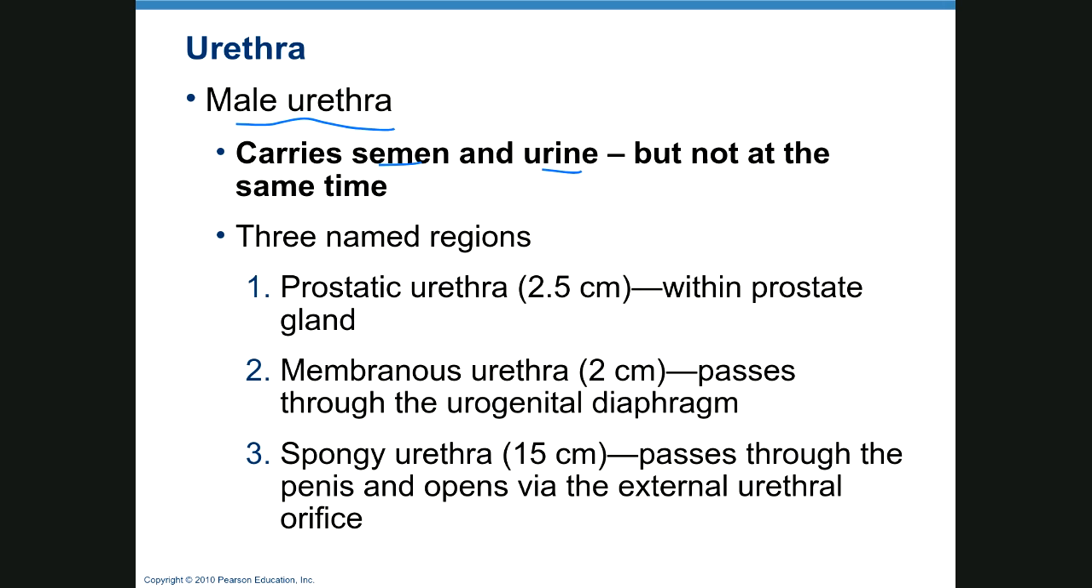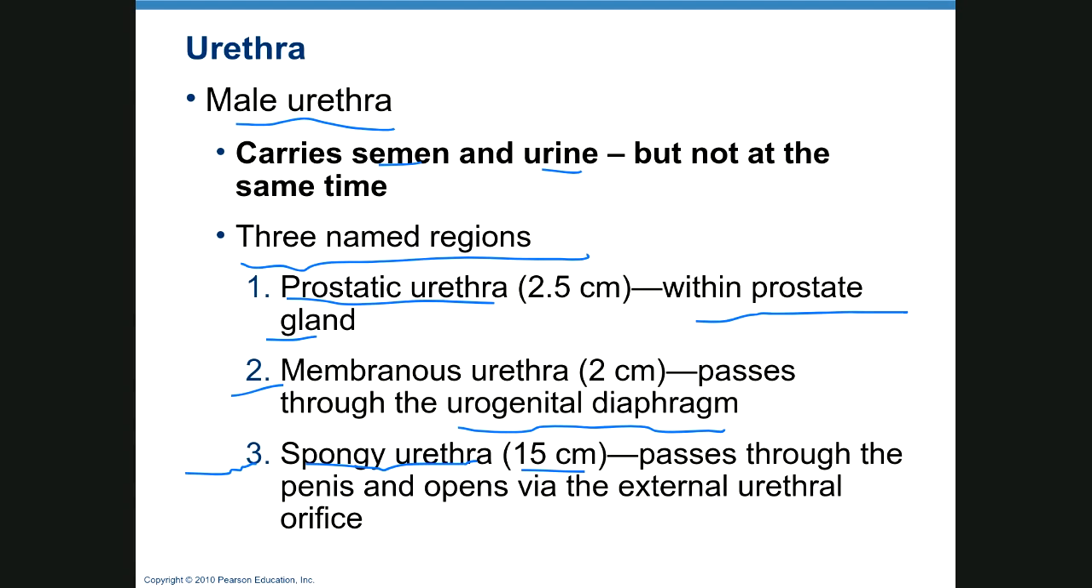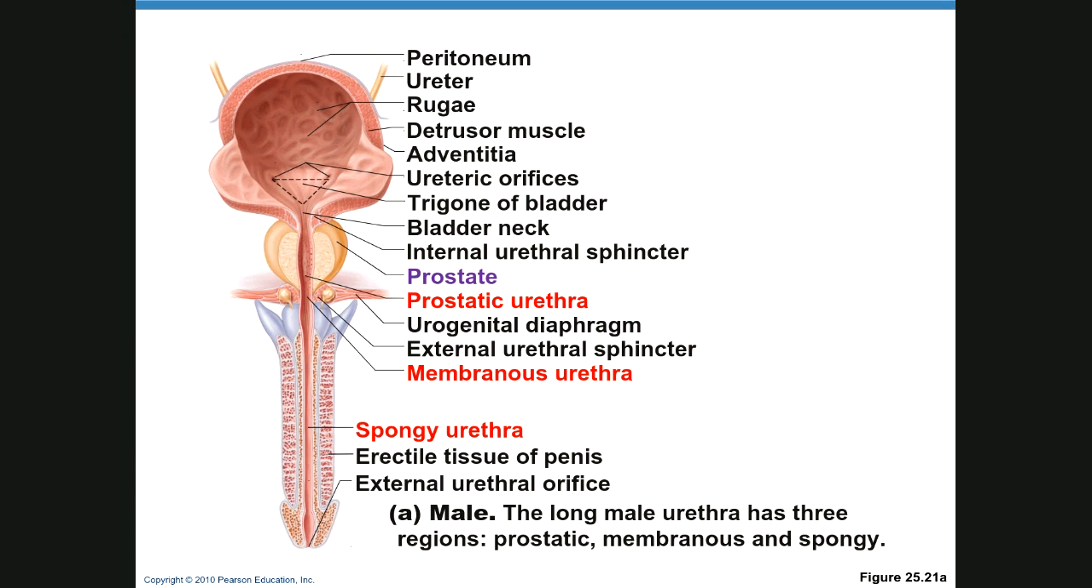3 named regions. The prostatic urethra is within the prostate gland. The membranous urethra passes through the urogenital diaphragm, and then the spongy urethra is in the penis. You see it says 15 centimeters, and it obviously changes sizes depending on what's going on. Here's your prostatic urethra. This is your prostate gland. It completely surrounds this urethra. This is a membranous urethra right here. This is the spongy urethra right here.